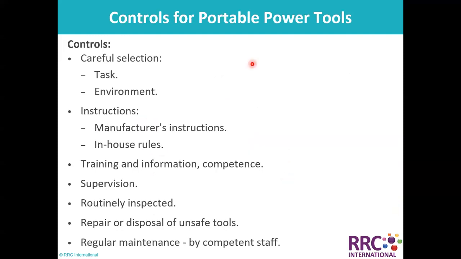The question is, what are the controls? First of all, we must select them carefully for the task and for the environment in which we are going to use them. For example, we should not use any equipment which is not flame proof in a flammable area or confined space. Next, instructions should be given: from the manufacturer side, as well as in-house rules, local procedures or internal procedures.